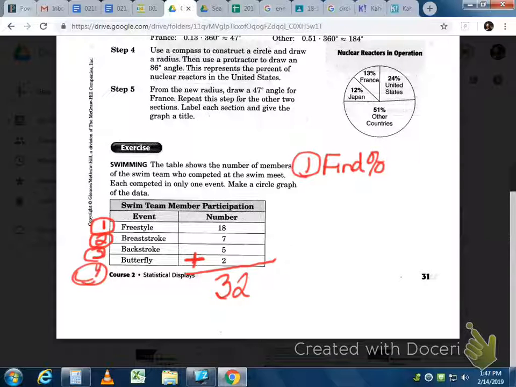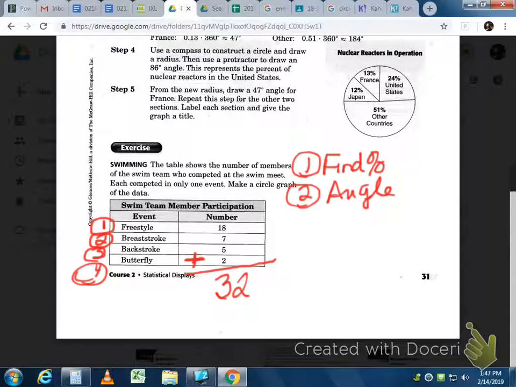Okay, first find the percent, and second you're going to find the angle degree. So I'm going to pause the recording and split you up into 4, and you're going to figure that out, and then we'll turn it back on to come up with how you found your answers.